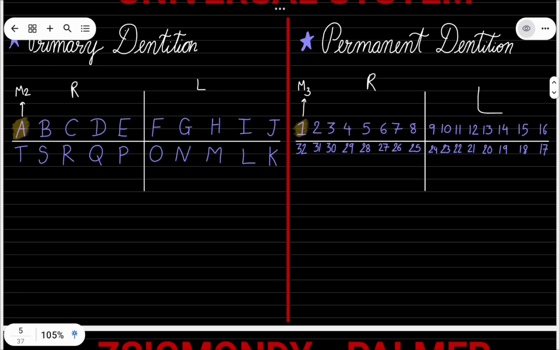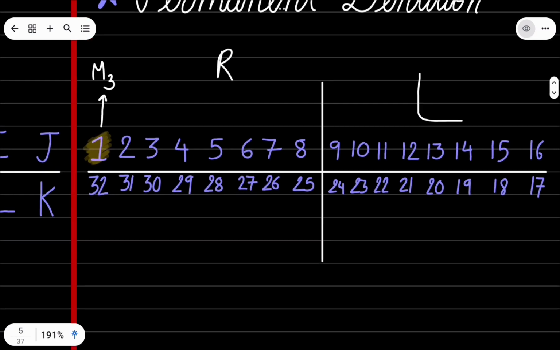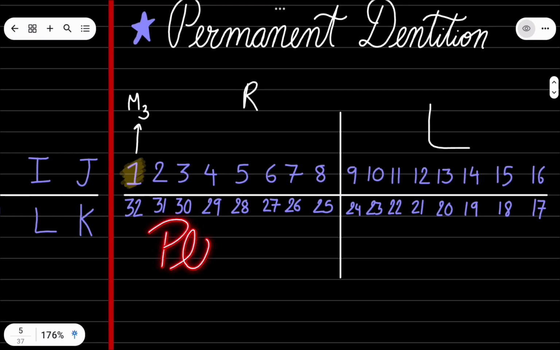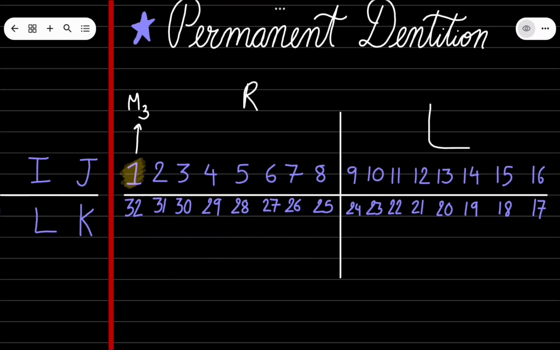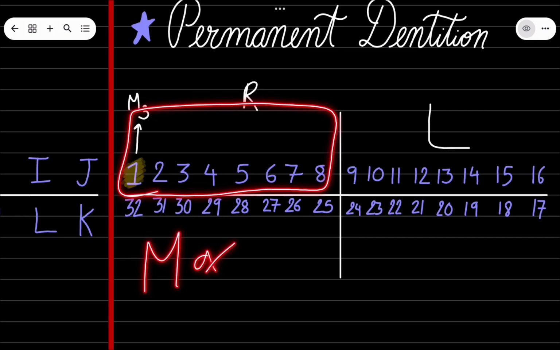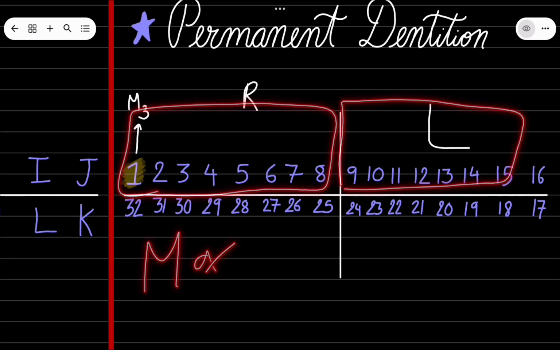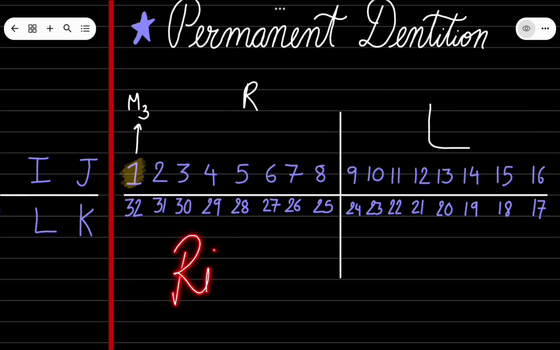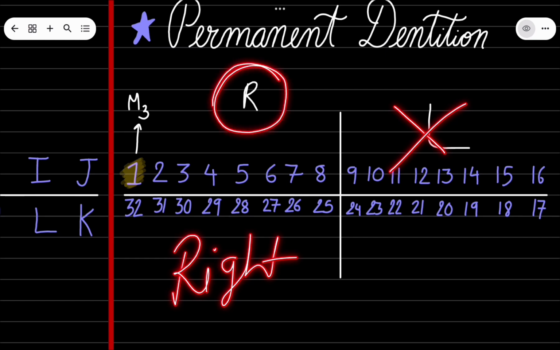So let me give you an example to make this simpler. If anybody asks you what is the universal notation system number for the permanent right maxillary canine, we will focus over here. It is given permanent, so it will be a number. Then it is given maxillary, so which quadrant do we look at? Either this quadrant or this quadrant, as these are the maxillary quadrants. Now it is said maxillary right, so we will not look over here as this is the left quadrant, so we will focus over here.